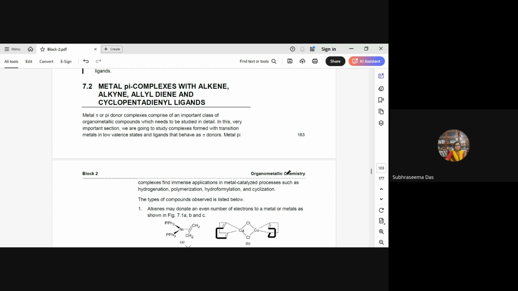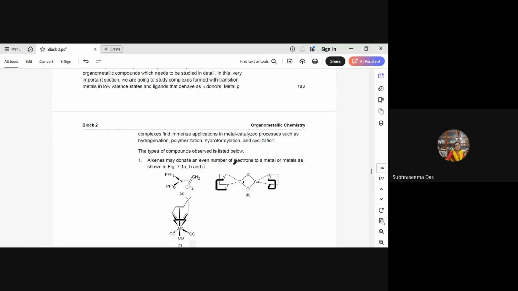Most of the pi donor complexes comprise an important class of organic compounds. Metal pi complexes are very important in various parts of chemistry, mostly in organic chemistry, where they are used for the preparation of various types of catalysts. They are also used in other applications such as hydrogenation, polymerization, and cyclic processes. That is why metal pi complexes are a very important class.